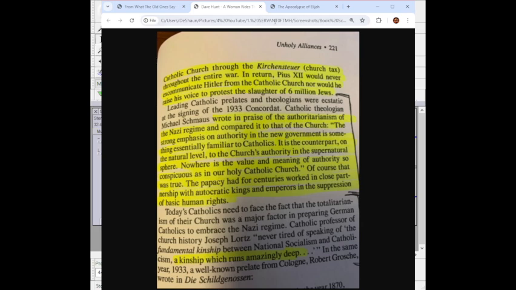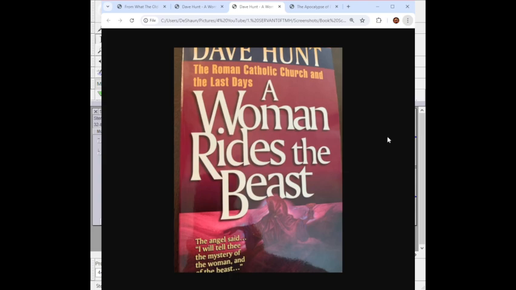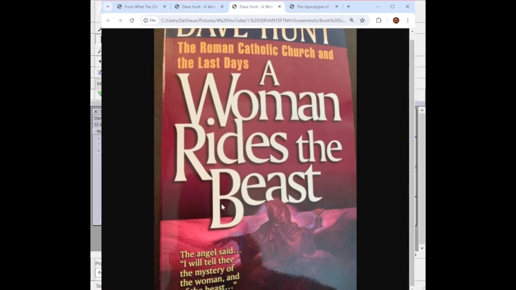So, this is how they committed fornication with the kings of the earth. We were reading from this book right here. For those that want to get this book and do a little bit more research: Dave Hunt, The Roman Catholic Church in the Last Days, A Woman Rides the Beast.